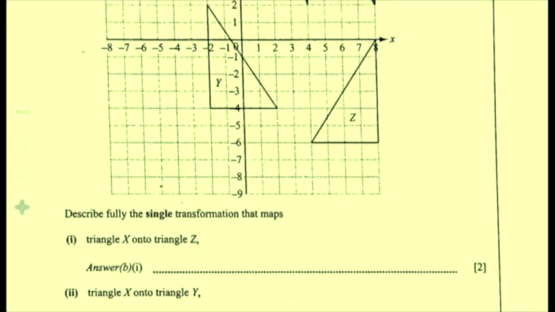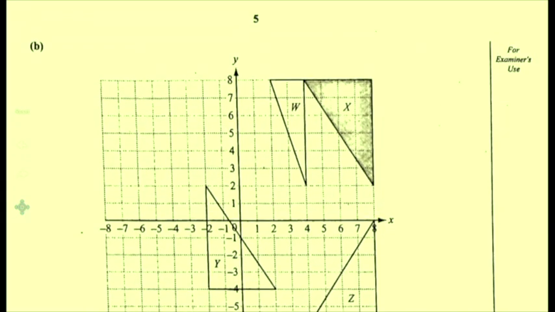Now, we can have a look at the next part. Yes, so the next question here is still on transformations. In this case, we are given those triangles on that grid. Describe fully the single transformation that maps triangle X onto triangle Z. So looking at your triangle X to Z, those are the two triangles there, and that's your triangle Z down there.